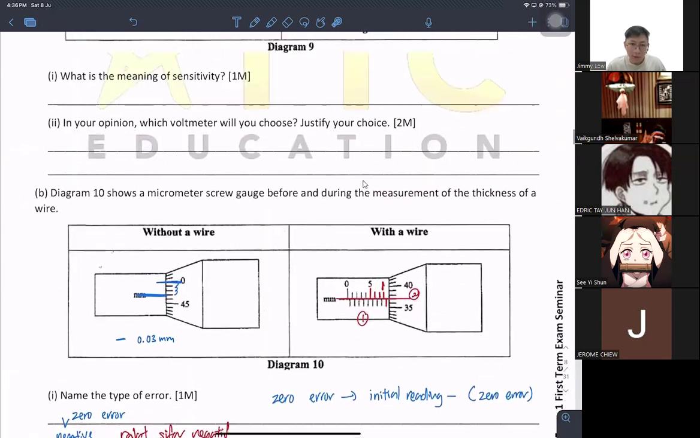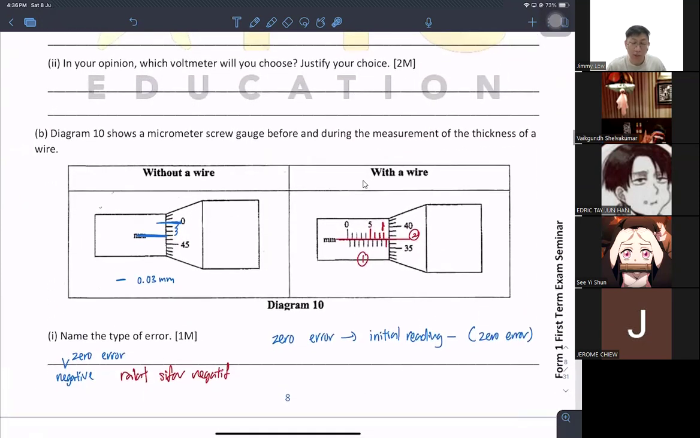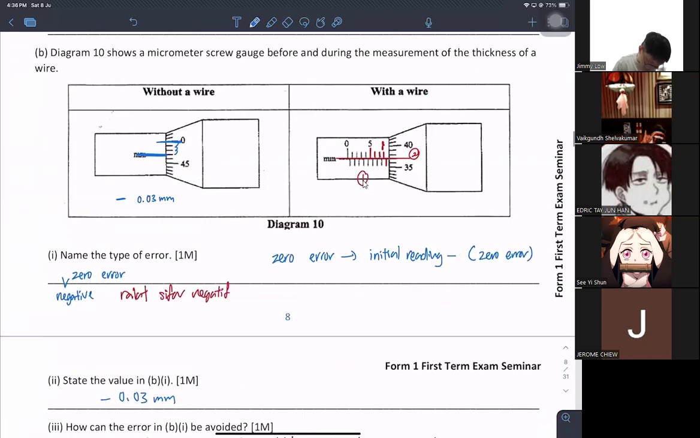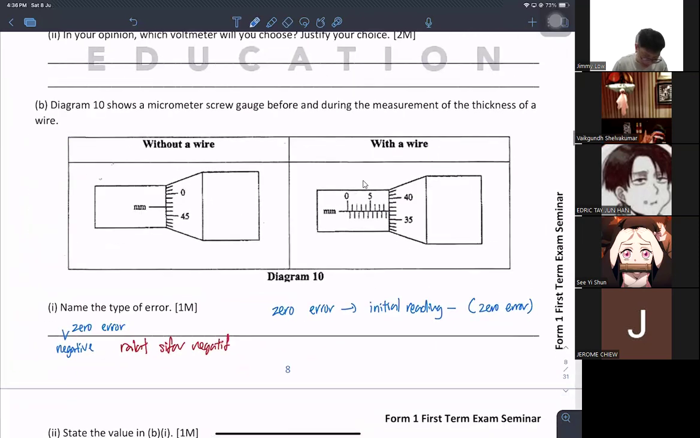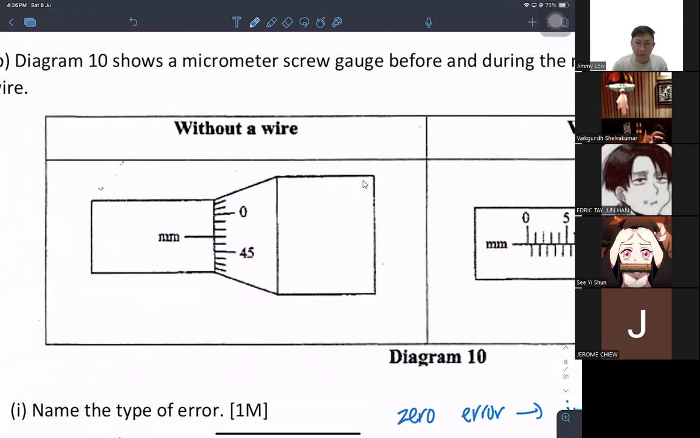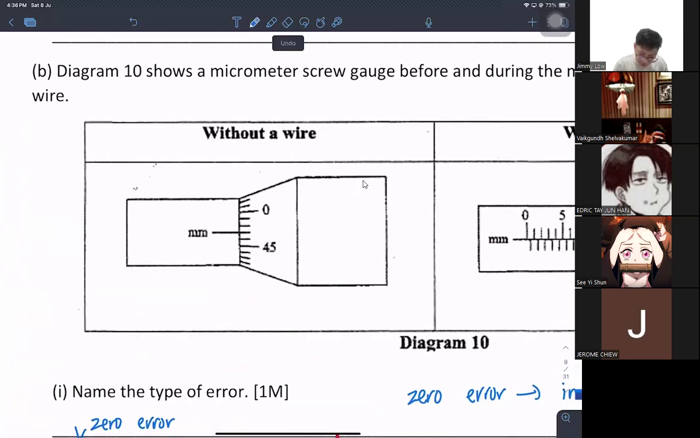Then, the one who asked me, how do you differentiate zero error and parallax error? Just now I showed you what parallax error is. So this is the so-called zero error. As you can see, the zero here, same thing here, it is a micrometer screw gauge as well. But zero error means that without clipping anything, you already have a problem. The zero here and the line here do not tally. It doesn't match, so here you have a difference.